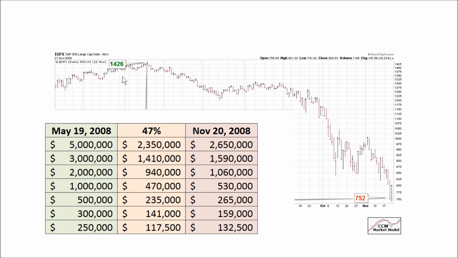What this shows you is, this is May 19th here, if you had $5 million in a buy and hold S&P 500 portfolio and you lost 47% here on November 20th, 2008, your $5 million was worth $2.6 million. On the other end of the spectrum, if you started with $250,000 on May 19th, buy and hold in the S&P 500, the $250,000 would have lost $117,000 and been worth $132,000, telling us that developing strategies to try to mitigate and manage through periods like this can be very, very helpful relative to our net worth.